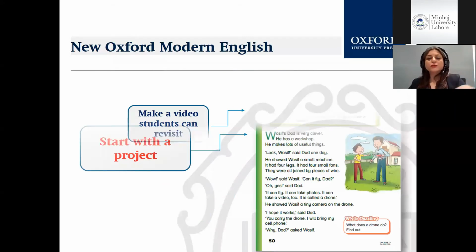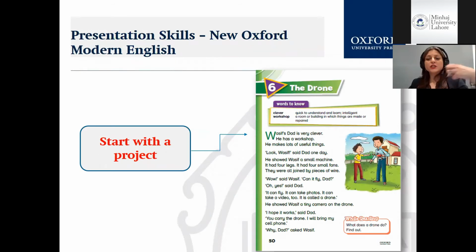and teach them how to look for, जैसे ये page है, teach them how to look for key information. What key information is it giving about drones? He showed Vasif a tiny camera on the drone. A drone always carries a camera. Why? वो camera से क्या करते हैं हम? Why is a drone useful? What else do we learn about a drone from this paragraph?